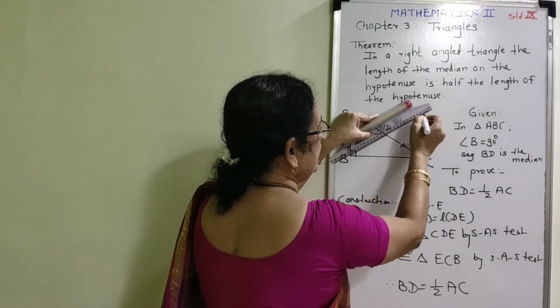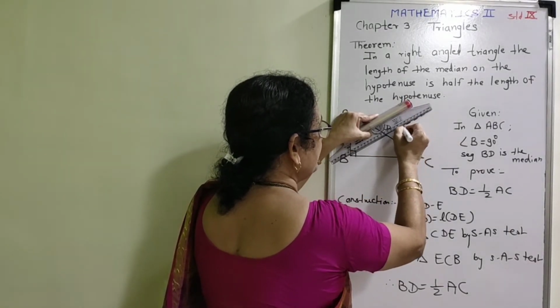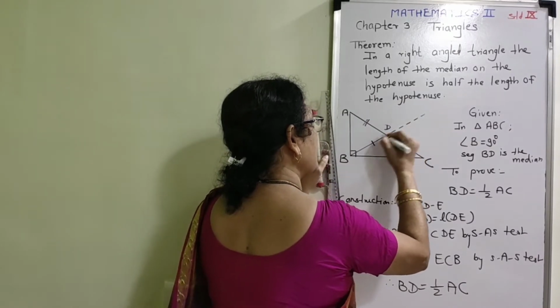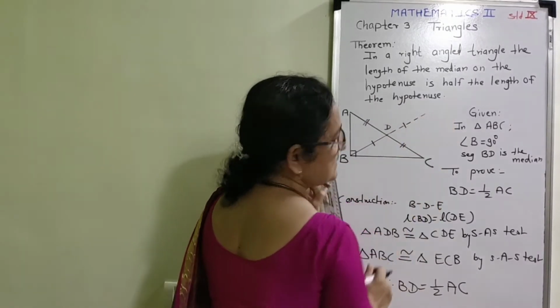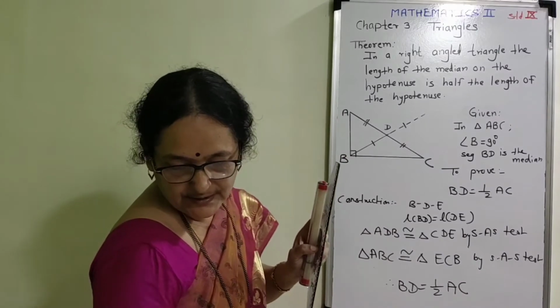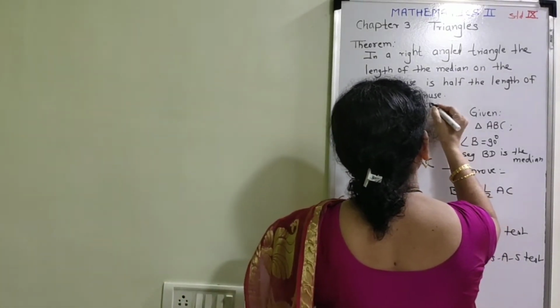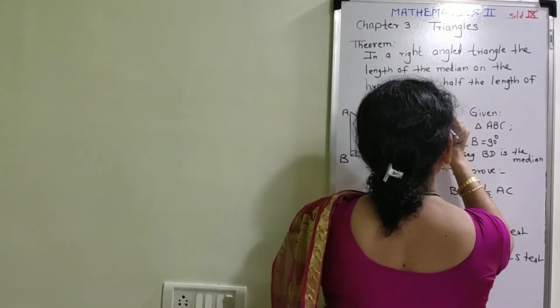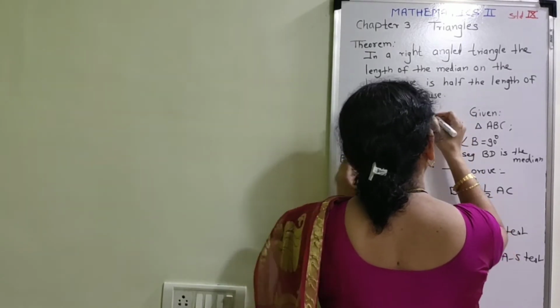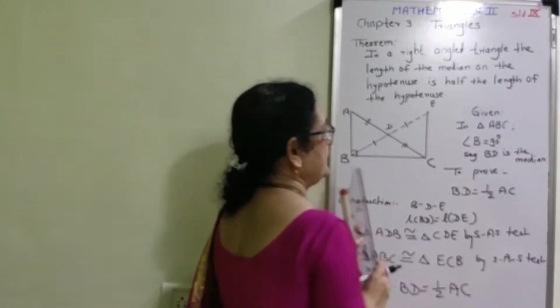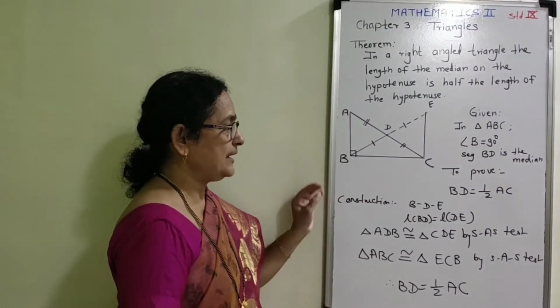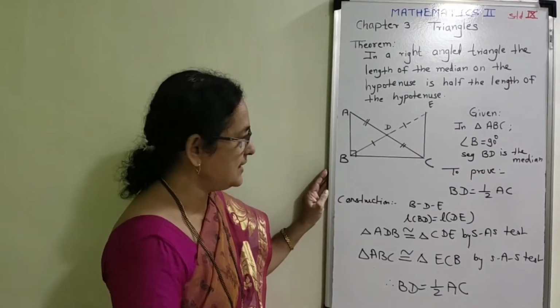Extend this median BD such that these two parts are congruent to each other. Now this is your new point, which is point E. Now join this point with point C. You will get these two triangles. Now observe the figure on the blackboard. I am going to explain the entire proof.